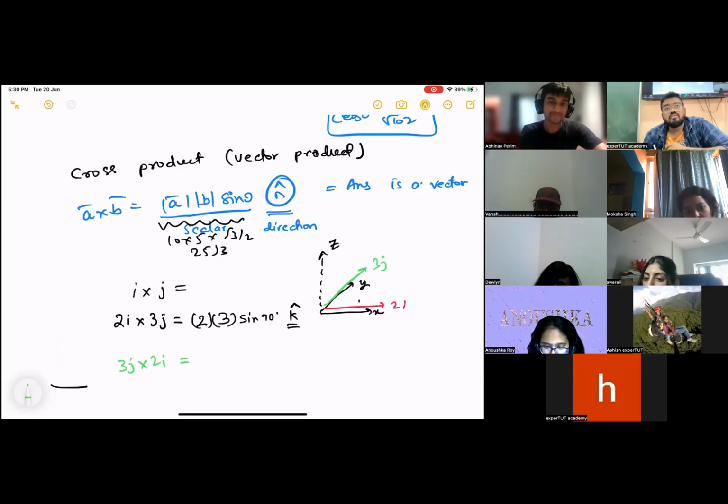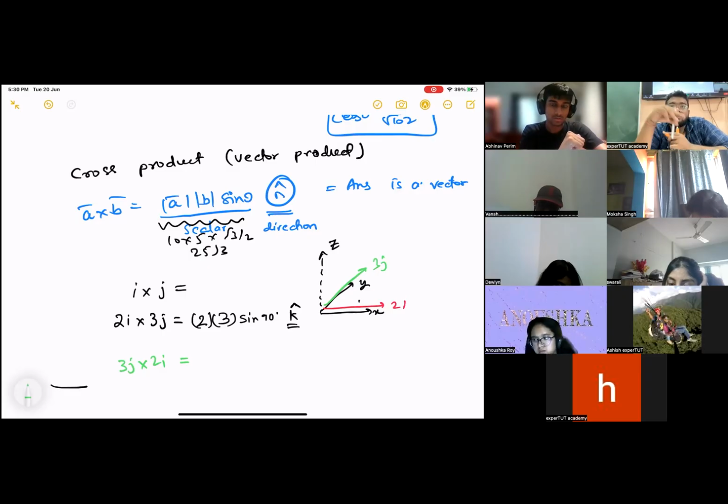No, it goes downwards, no? You start curling your hand from the green vector, right? Use your right hand, not your left hand, only right hand. You start curling your hand from the green vector and end curling it at the red vector. You will see that your thumb goes down.